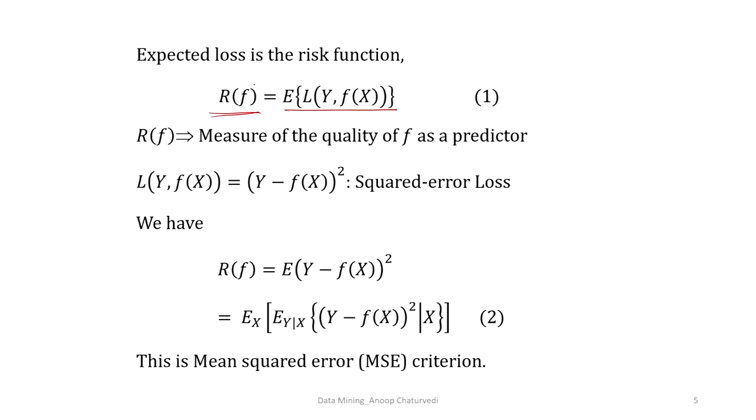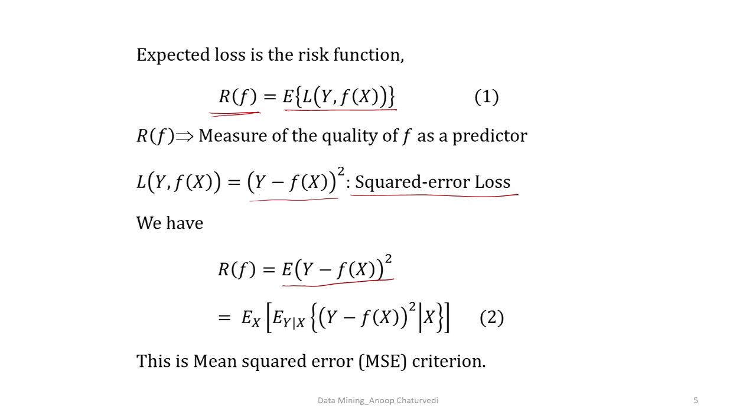If we are using this function F for predicting Y on the basis of X, then Rf is the measure of quality of the predictor. Now, suppose you take this squared error loss. So, we take y minus f x whole square as your loss function. We take the difference between actual value of y and the predicted value of y, and then you take square of this. So, this is your loss function. Then the risk function is expectation of y minus f x whole square.